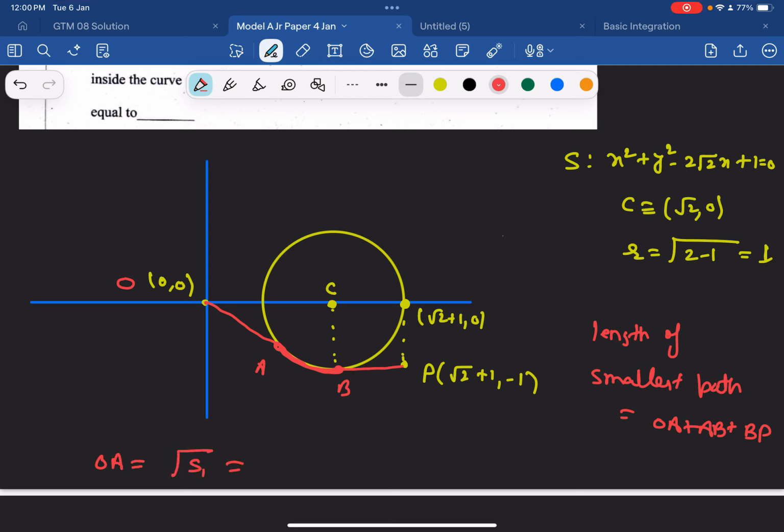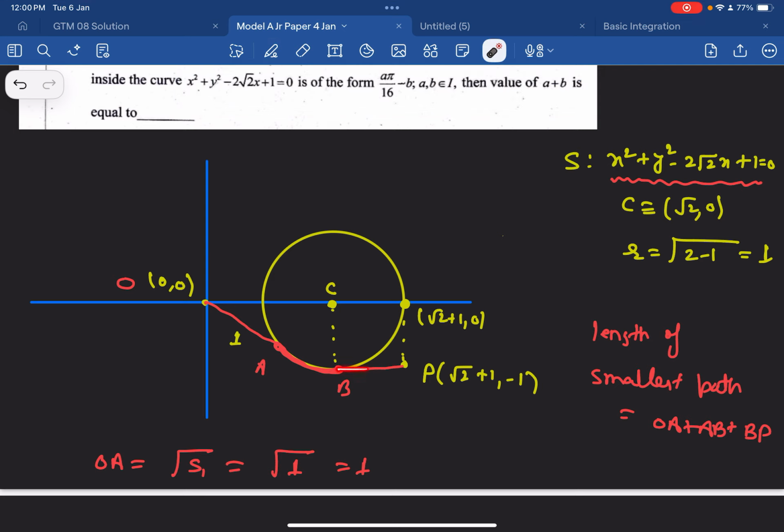Here S is nothing but what is given, this is the equation, and root over S1 means root over 0, 0, 0, everything will be 0 except the constant 1. So what is the OA we are going to get now? Length 1. It means this length is going to be 1. Will you tell me what is the BP? See, this length is the radius, so it will be 1. This length will also be 1 because they are saying -1, so this length will also be 1, correct?